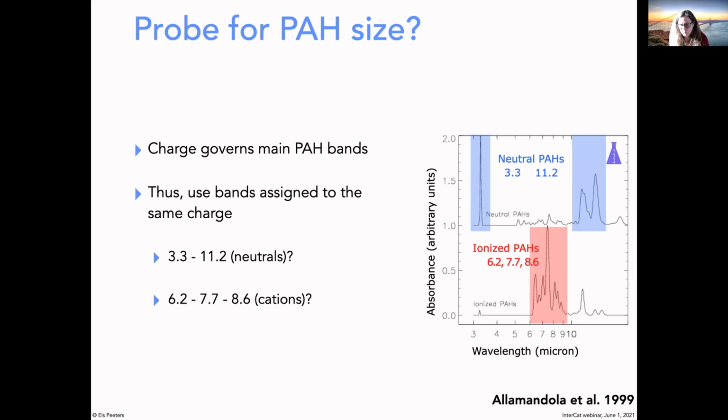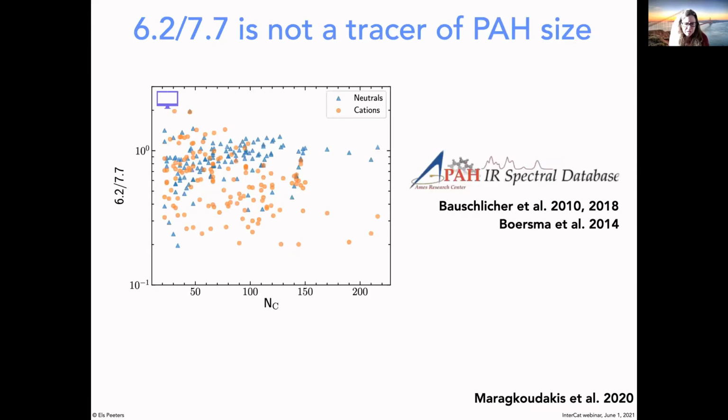And so if you look back to our initial laboratory data of small PAH molecules, that means you can ask yourself if the 3.3 and 11.2 would be a good tracer for size, because they both come from neutral PAHs, or if the 6.2, 7.7, 8.6 are a tracer for size because they all originate from ionized PAHs. And that's something that you can actually check.